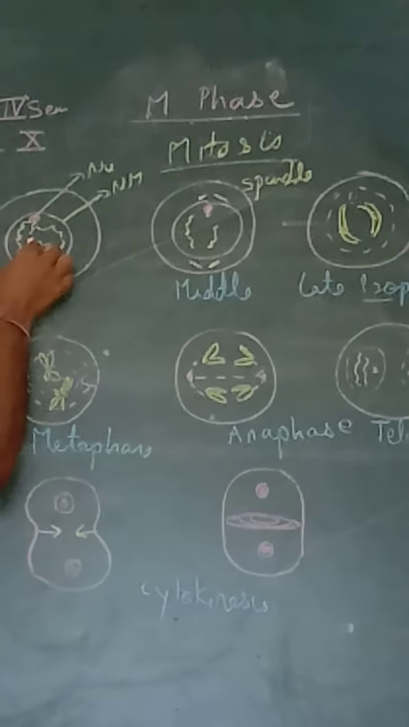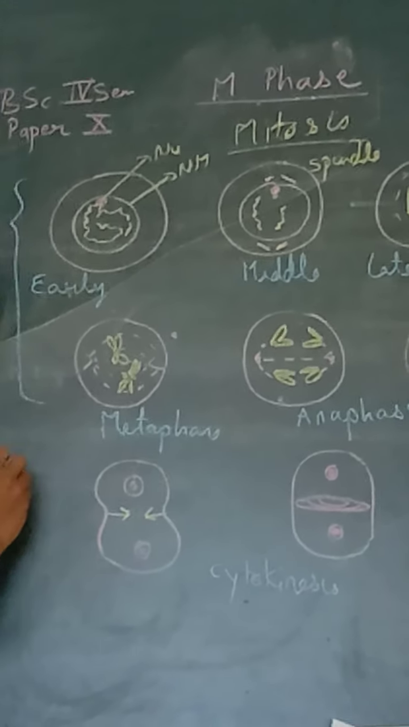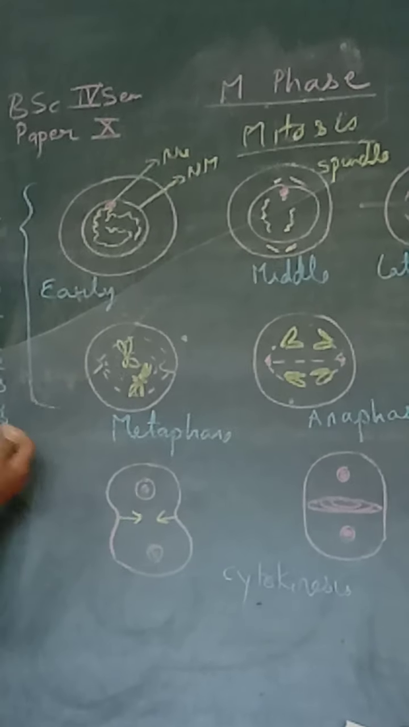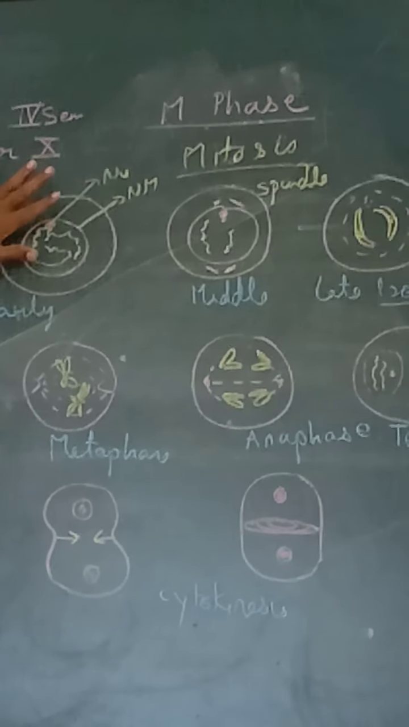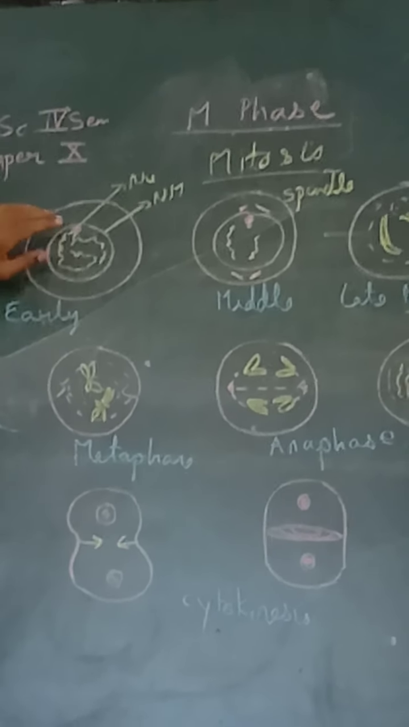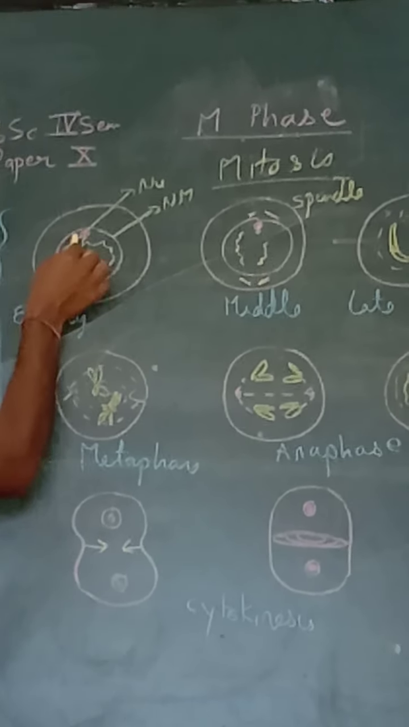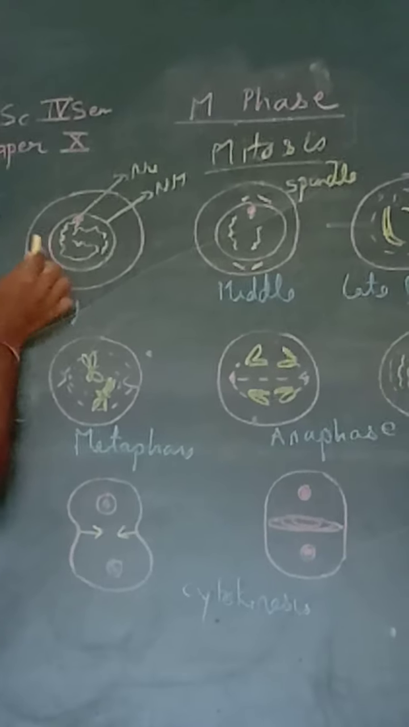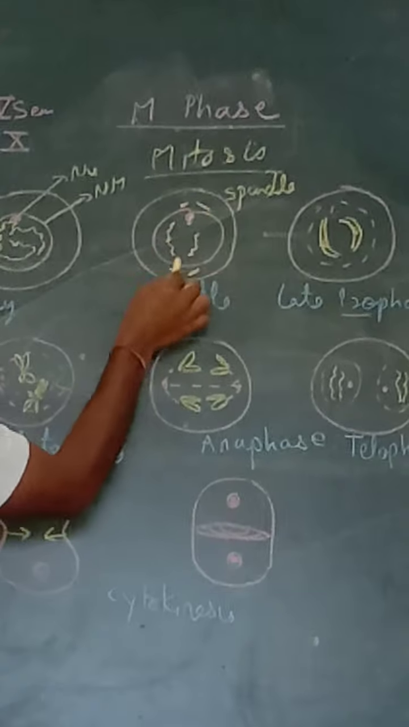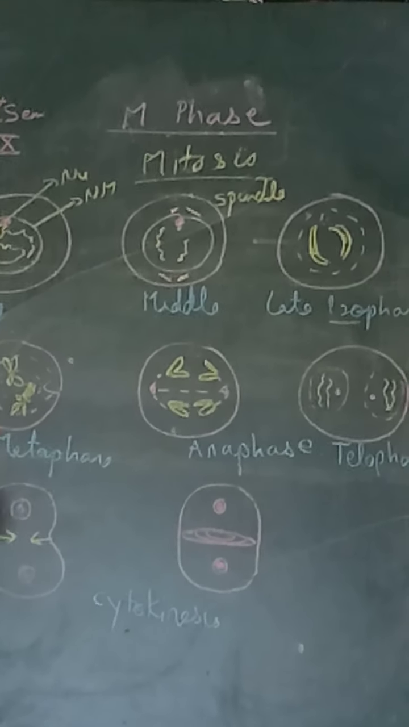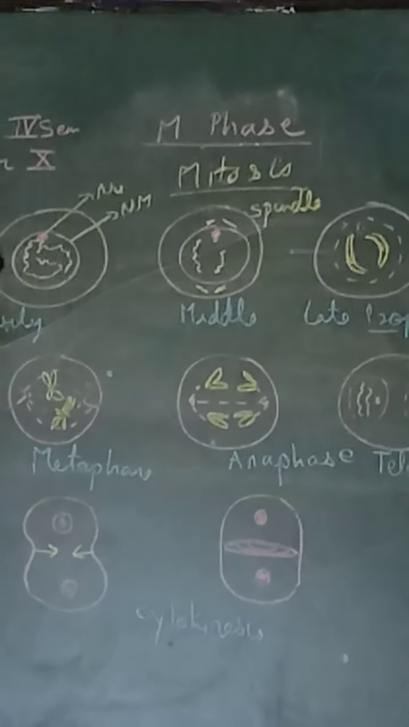So in this prophase, the chromosomes start appearing. The cell increases in its volume, the size of the nucleus increases, the nuclear membrane is present, and the chromosomes are long, uncondensed and uncoiled. In the middle prophase, the spindle starts appearing, and the chromatids start becoming shorter and thicker.